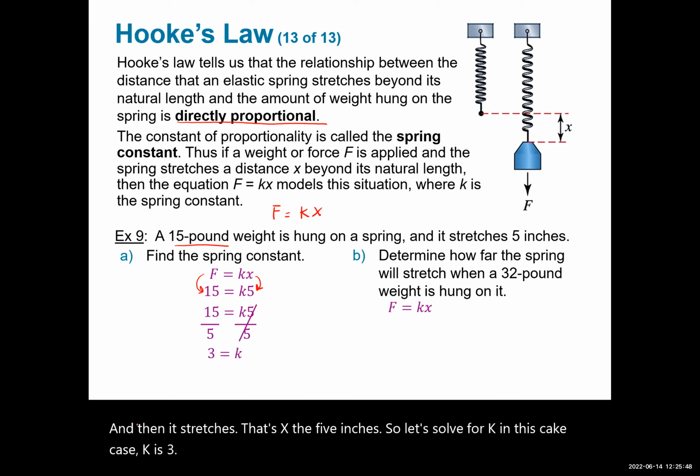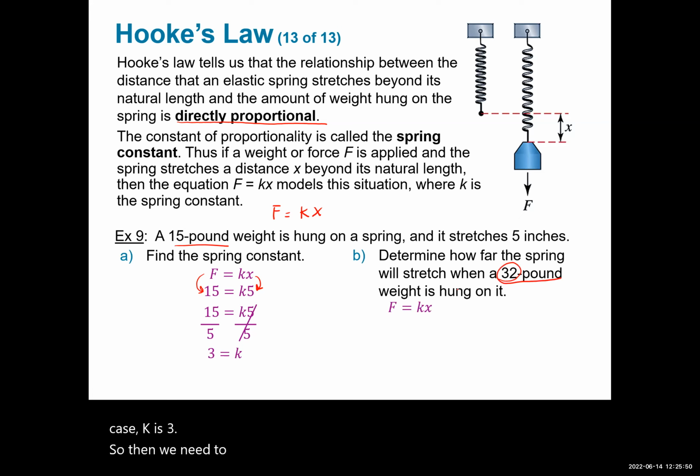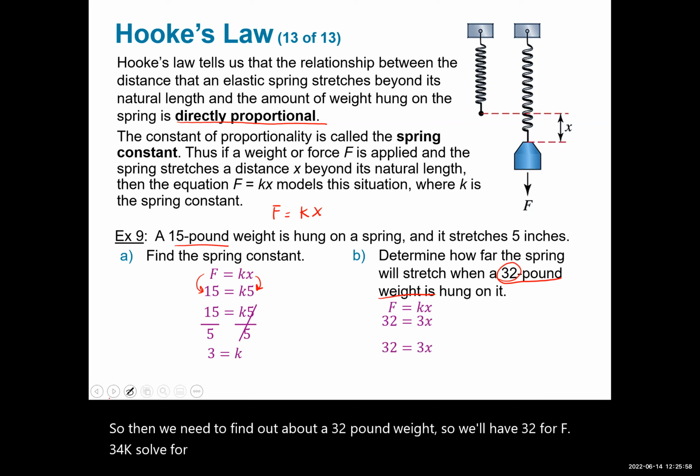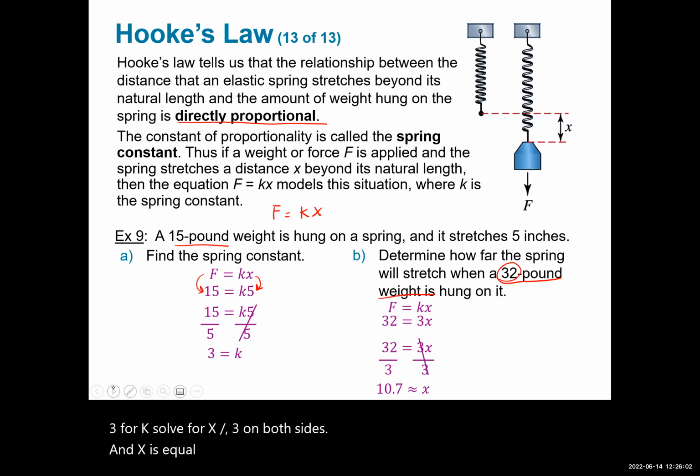Then we need to find out about a 32-pound weight. So we'll have 32 for F, 3 for k, solve for x, divide by 3 on both sides, and x is equal to about 10.7 inches that that spring constant would stretch it by.